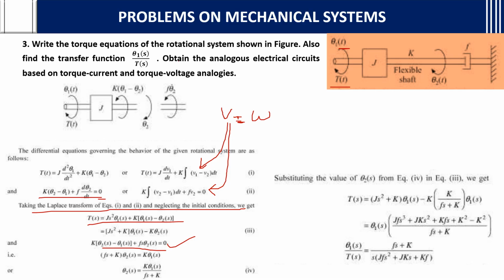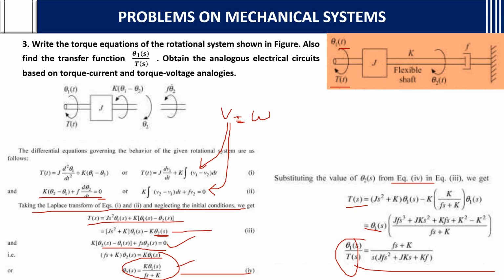What you should do? From the second equation, just take out the theta 2 of s expression and substitute this fourth equation in the third equation. Then you will get T of s equals J s square plus K into theta 1 of s minus K into theta 2 of s, which is K into theta 1 of s by F s plus K. As it is in terms of T of s and theta 1 of s, if you divide, theta 1 of s by T of s, you will get this equation.